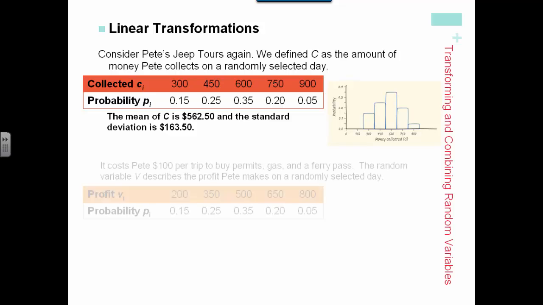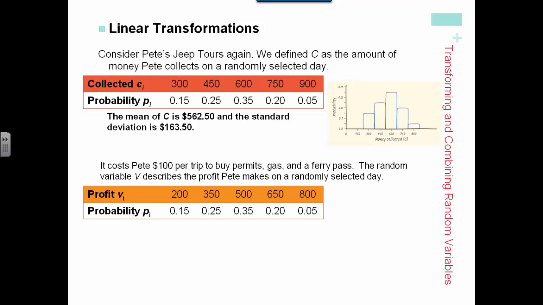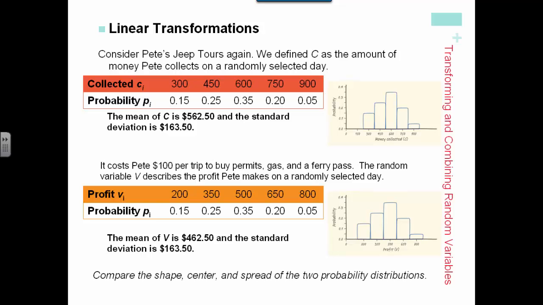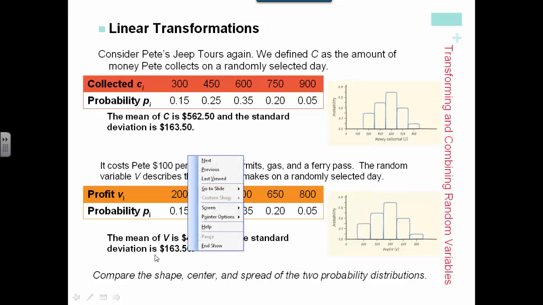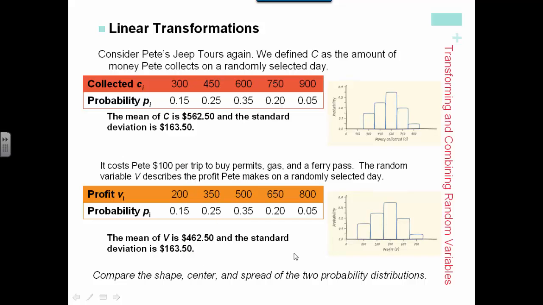So consider this. Suppose it costs Pete $100 per trip to buy permits, gas, and a ferry pass. Here's the profit versus the amount that he collected from our previous example. The mean is 462.50 and the standard deviation is 163.50. So notice the standard deviation remains the same, and the mean is different by $100. Interestingly enough, we consider what happens now.